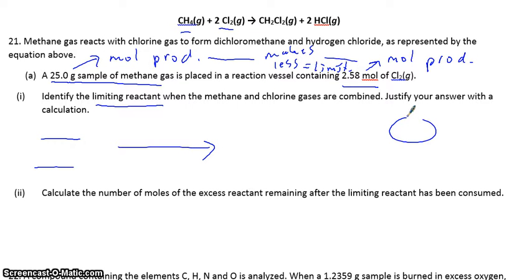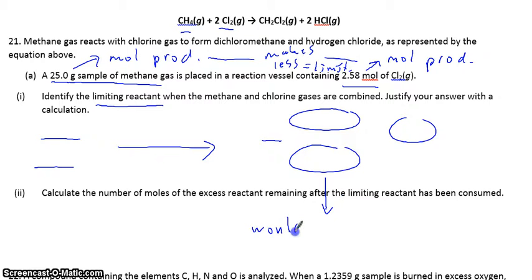Part 2 says calculate the number of moles of excess reactant remaining after the limiting reactant has been consumed. What you would do here is subtract your two numbers. The two numbers that you got here, you would subtract them, and this is how much would be made if you had enough of the limiting reactant. Then, after you subtract these two numbers, you would have to convert this back into excess reactants.